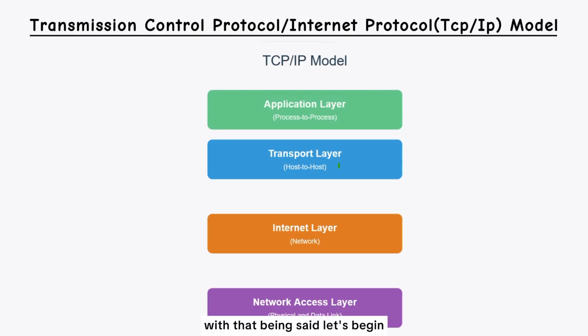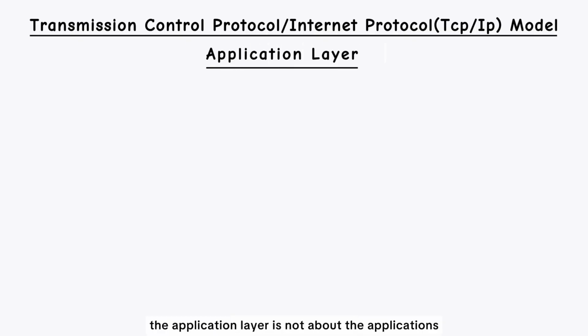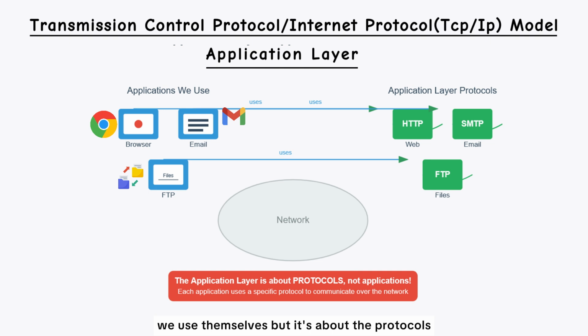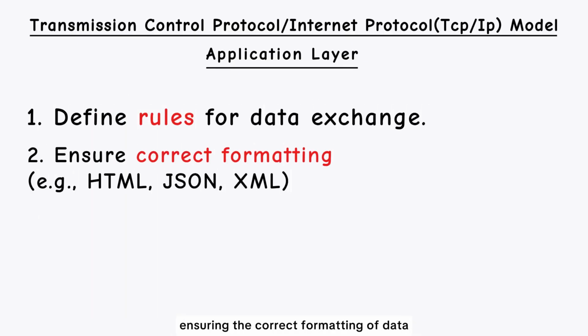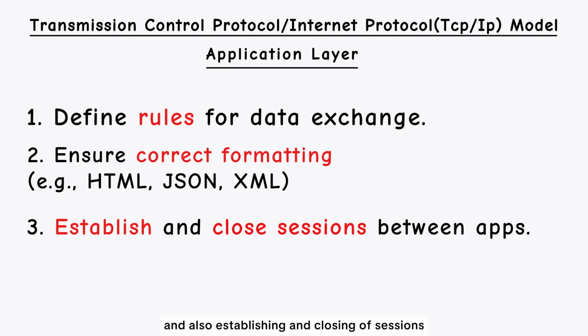With that being said, let's begin where you and I actually interact with technology, the application layer. The application layer is not about the applications we use themselves, but it's about the protocols which these applications use to communicate over the network. Some of these protocols include the hypertext transfer protocol, the simple mail transfer protocol, the file transfer protocol, among others. These application layer protocols work by defining the rules for data exchange, ensuring the correct formatting of data, and also establishing and closing of sessions, which could be logging into a website or starting a file transfer.